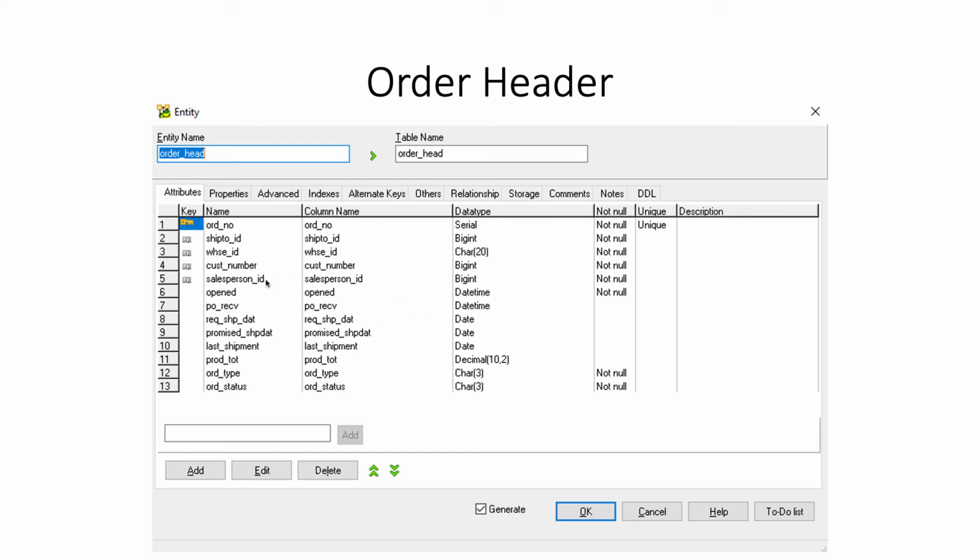Who's the customer that's buying it? Who's the salesperson that's getting the credit? What date was it open, and date and time, and what date? So that could be when you quoted it, or maybe you don't do quotes. When was the PO received? When did they want it shipped? When did we promise we would ship it? When did we ship the last part of it? What was the product total value? What order type was it? By type, I mean, is it a new order? Is it a reference order? Is it posted? And then the status.